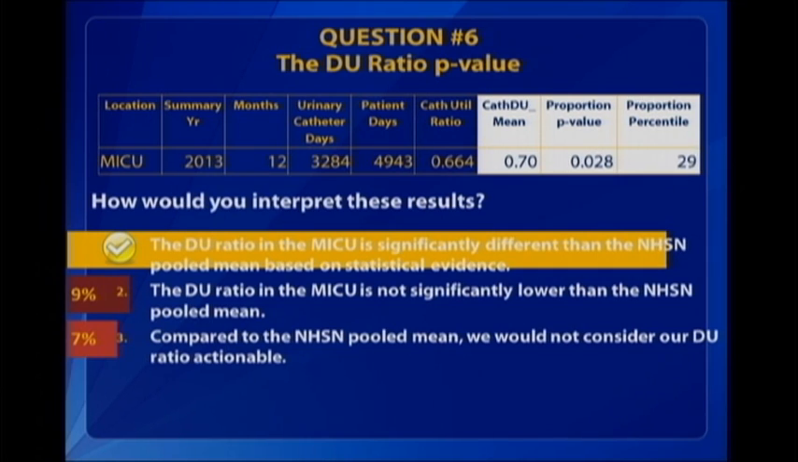But you may look at your device utilization and say, well, 0.66 compared to 0.70, is that really that much lower? Our statistical evidence is saying it is, but maybe that's not good enough for us. Maybe we want to try and shoot to get that down. Maybe we want to look at those percentile distributions, and based on that, you would consider it actionable.